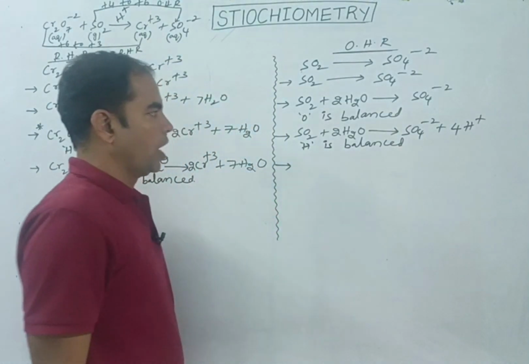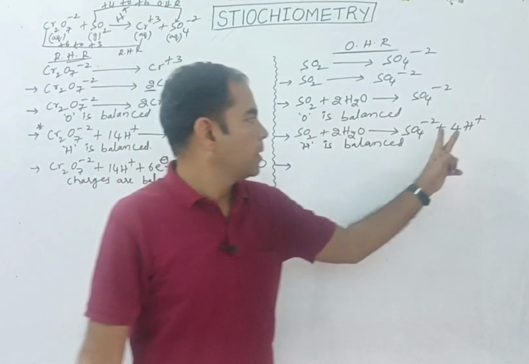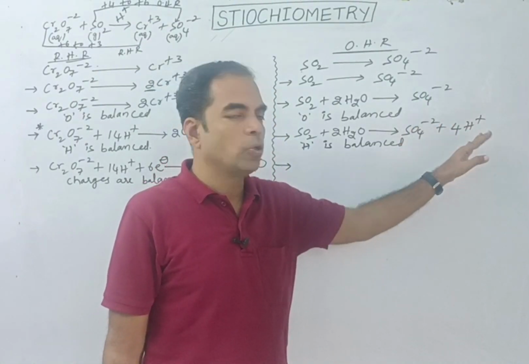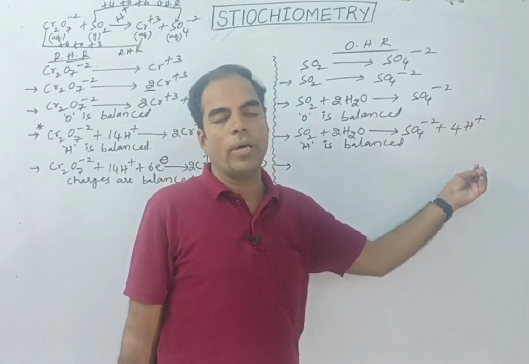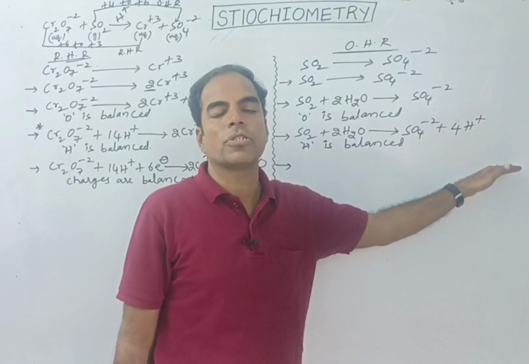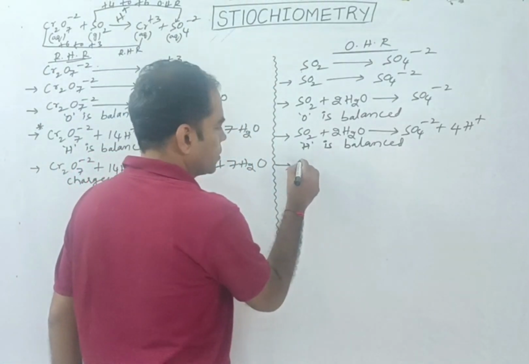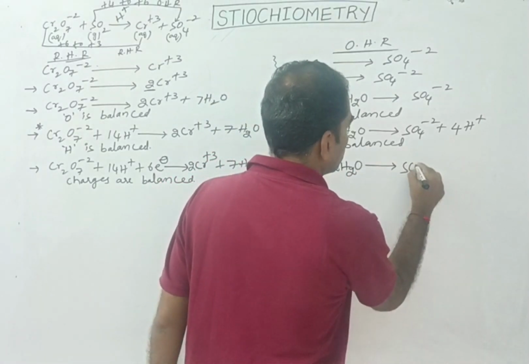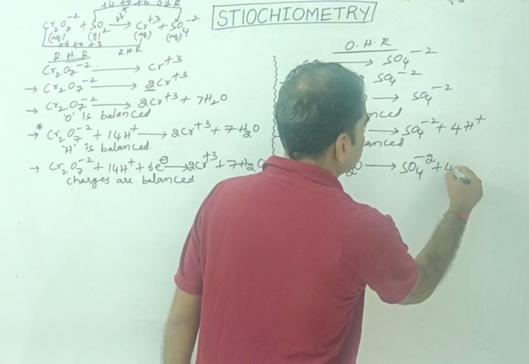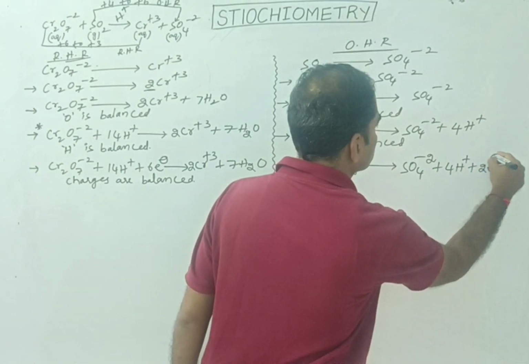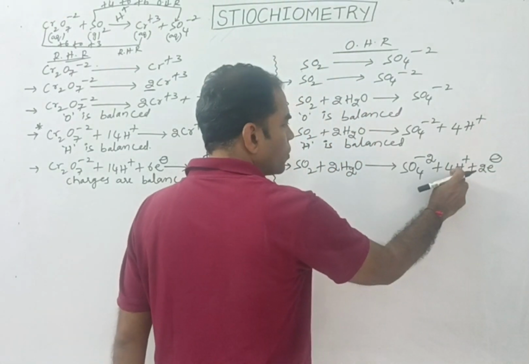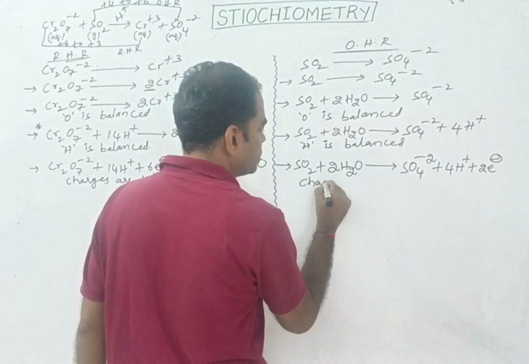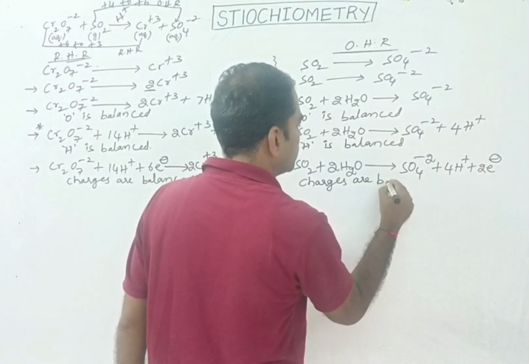Next, to balance the charges. Here no charge, but here 4 positive, 2 negative. To this 4 positive, 2 negative, net charge is 2 positive. To this 2 positive, we should add 2 electrons. 2 positive, 2 electron negative charge, that means neutral, that means 0. Here also 0. So SO2 plus 2H2O gives rise to SO4 minus 2 plus 4H plus 2 electrons. Total net charge is here 0: 4 positive, 4 negative, that means 0. Here also 0. Charges are balanced.